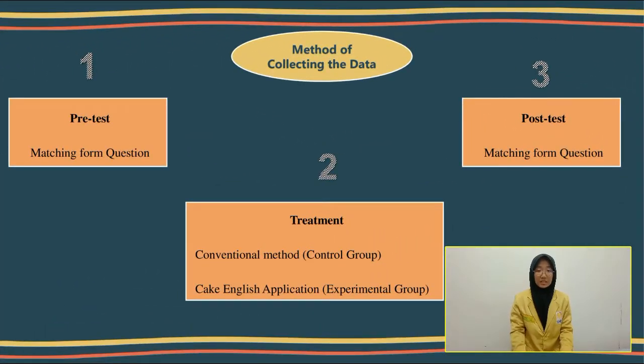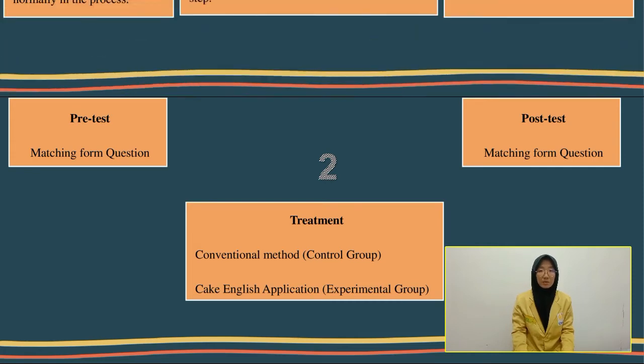Next is the methods of collecting the data. The first is the pretest. I use a matching form question. The second is the treatment: conventional methods for the control group, and then the Cake English application for the experimental group. The last is the post-test. I use a matching form question, the same as the pretest.